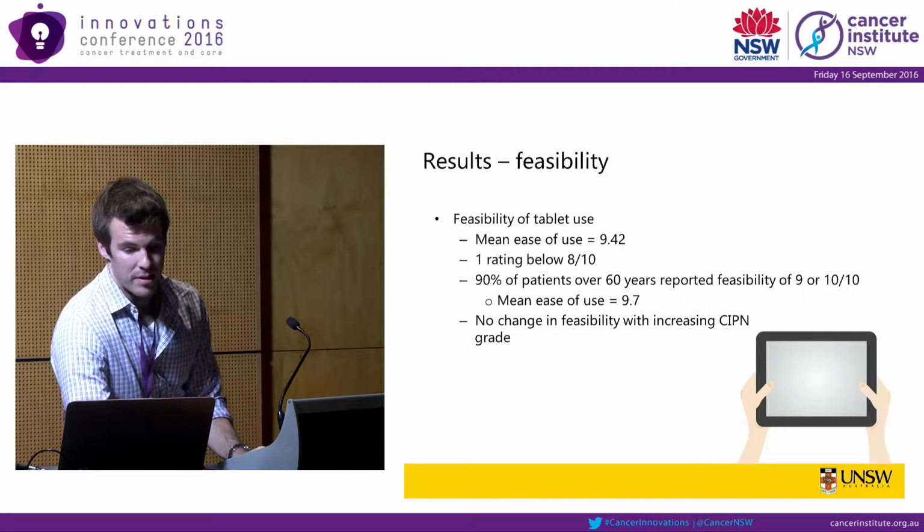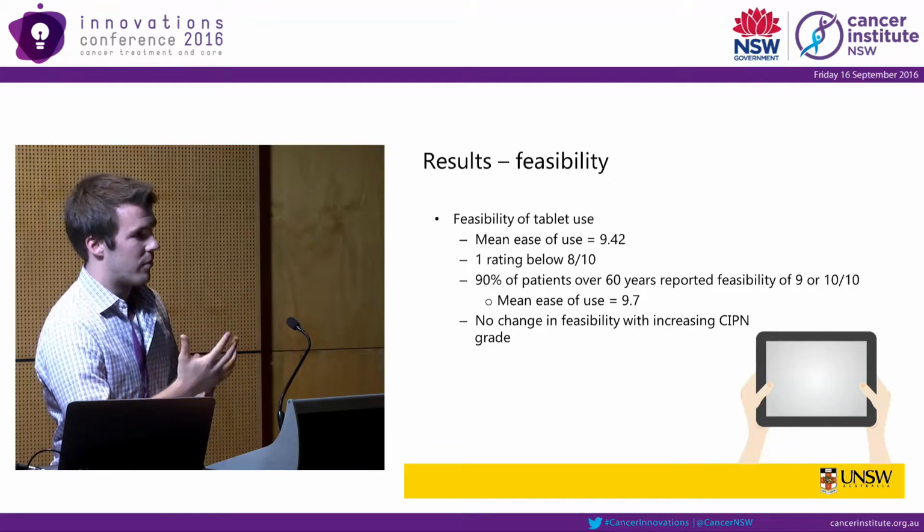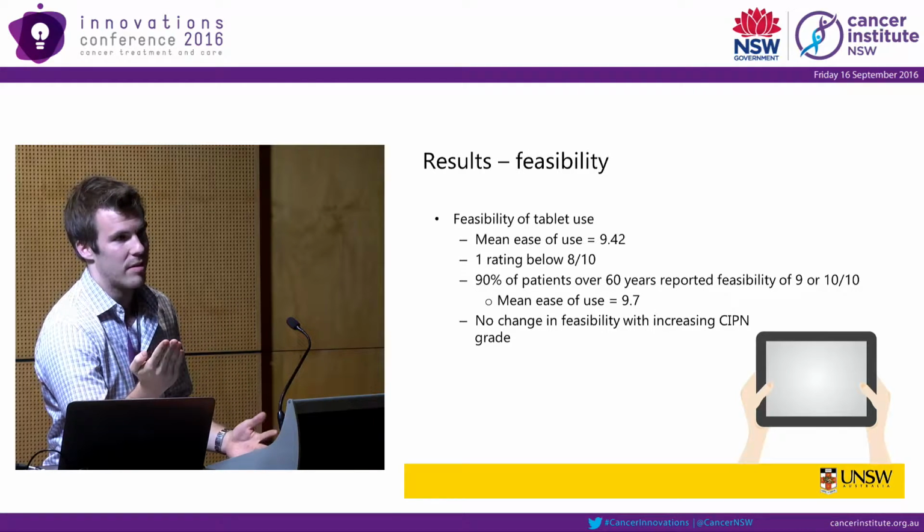And also critically, there's no change in feasibility with increasing CIPN grade. So the tablet-based delivery method was not less feasible for patients with more severe neuropathic symptoms.